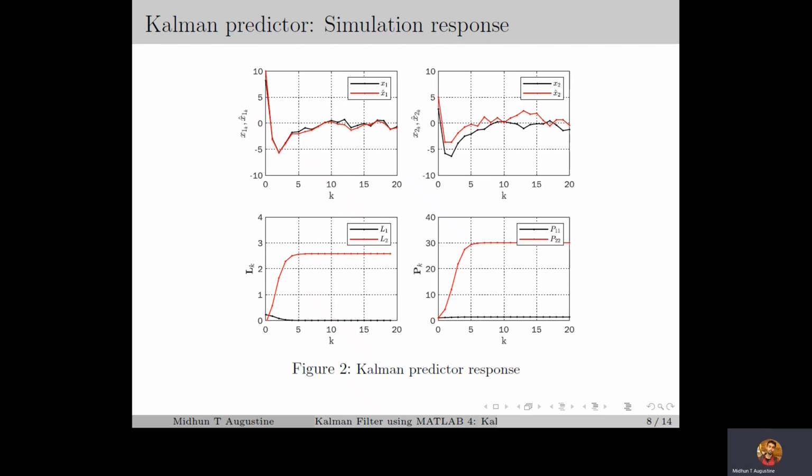Here, from the plots of the estimator gain matrix and Riccati matrix elements, we can see that Lk and Pk converge to some fixed matrices as k increases. From the plot for the diagonal elements of Pk, we can observe that the variance of x1 is around 2 and the variance of x2 is around 30. This means that x2 has more randomness than x1.